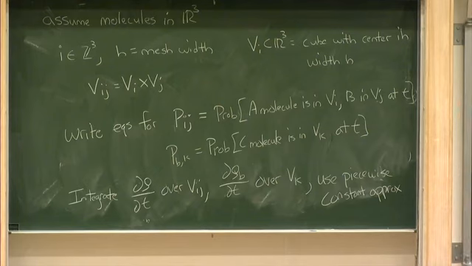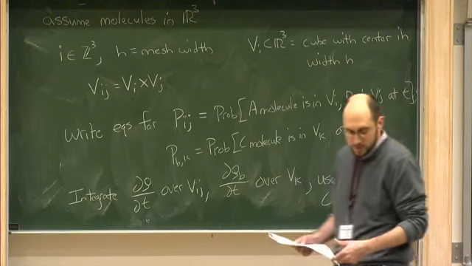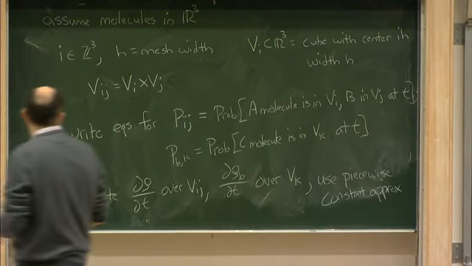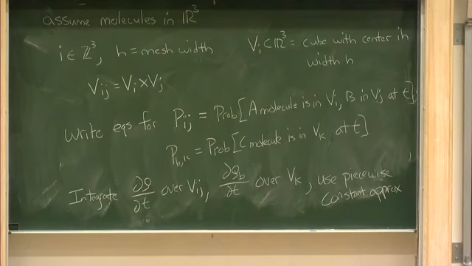You use the piecewise constant approximation. And if you do that, let me just give you the punchline, and then that's basically a good place to stop. What you get out is the following. So what comes out are the following master equations.